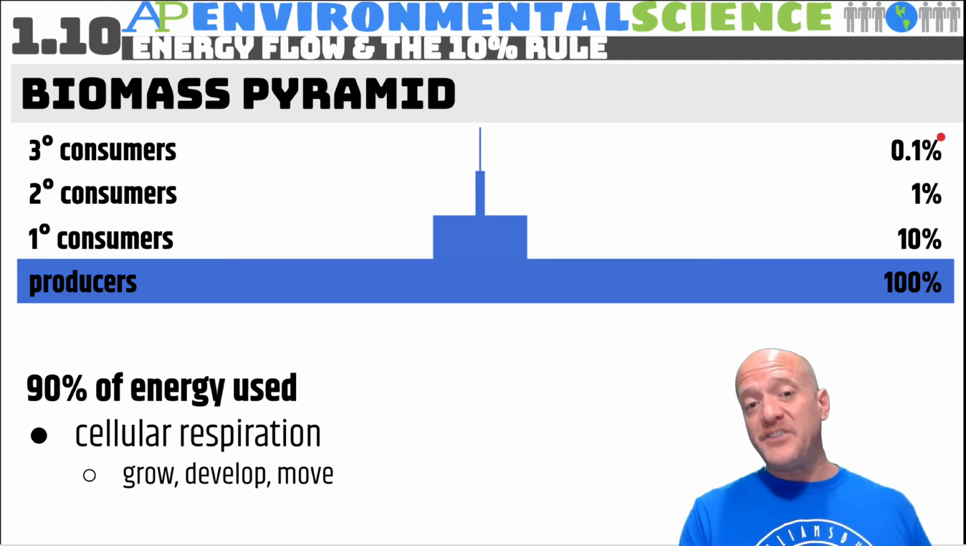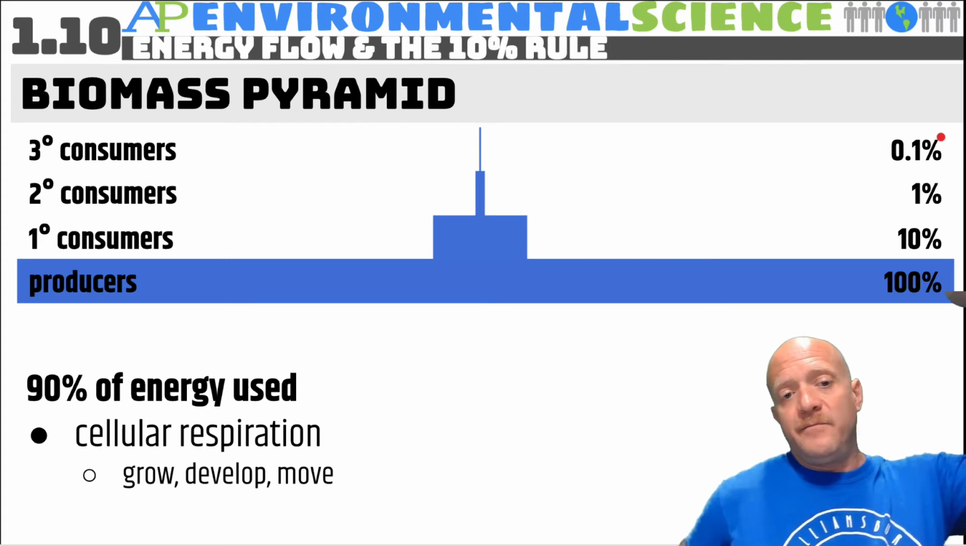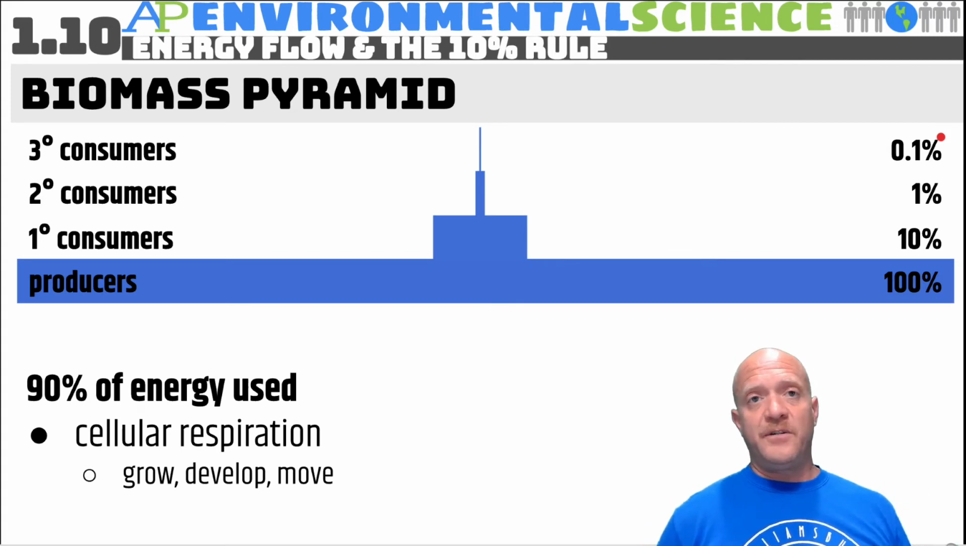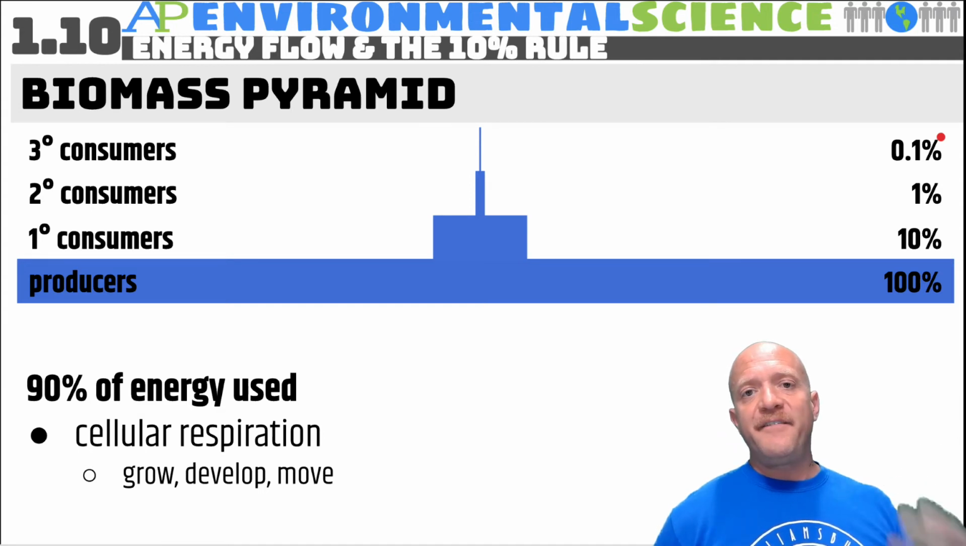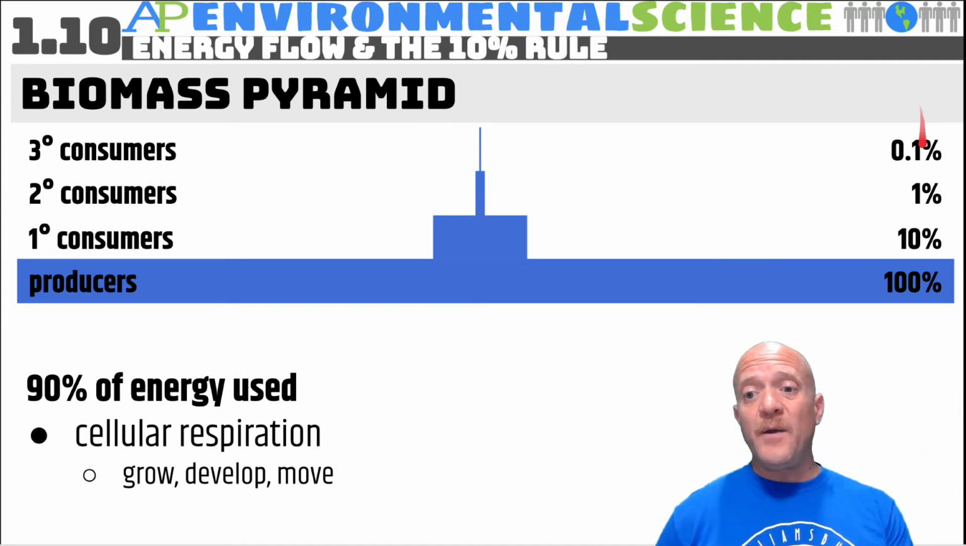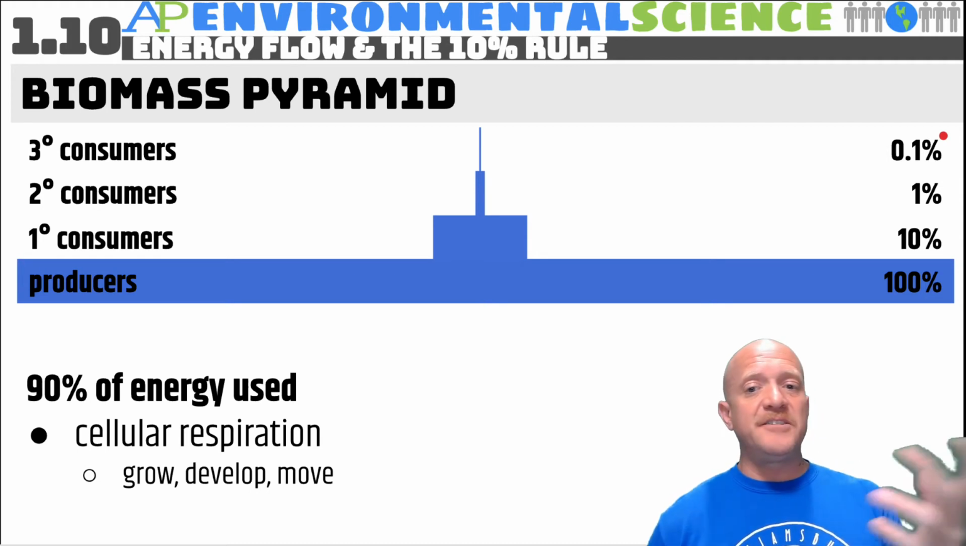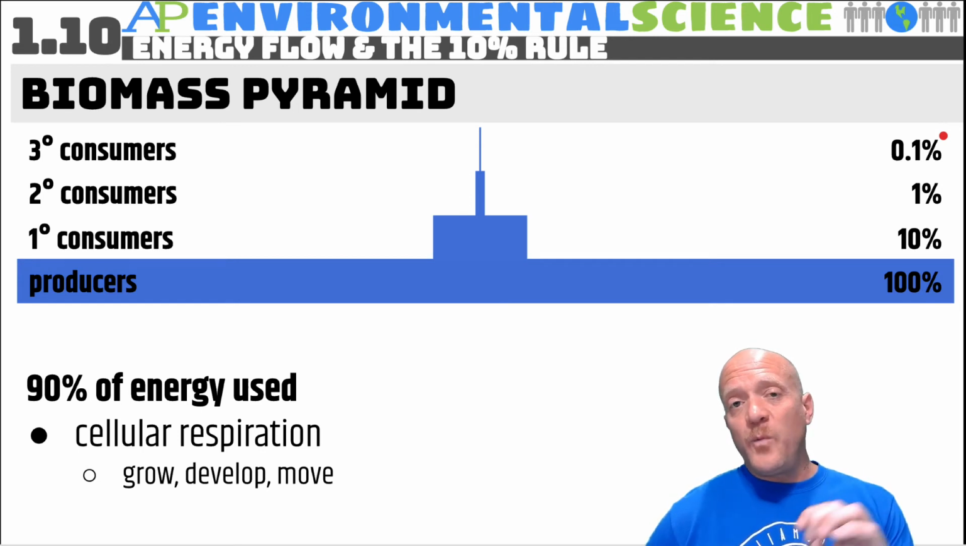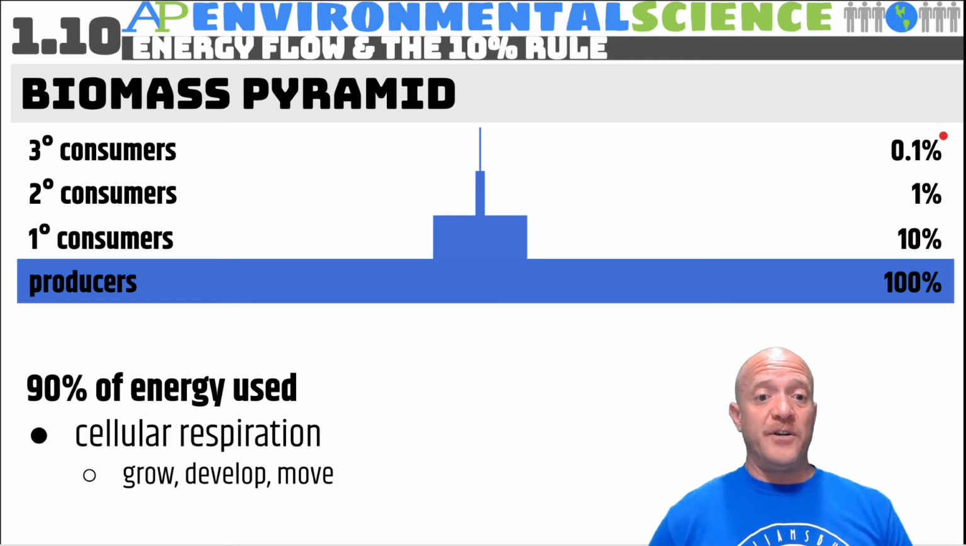One of the reasons we don't have a fifth consumer beyond the quaternary is because there's not enough energy available. As you keep going up, the number of organisms that would need to be present just doesn't work out mathematically speaking. So you won't have more than a quaternary consumer.